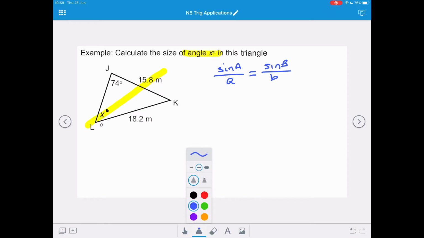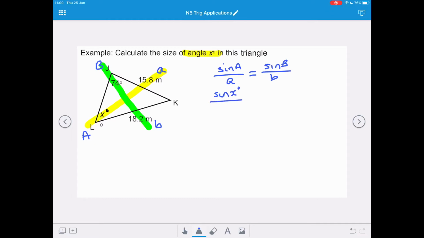So we're going to mark our angle X degrees as A, and we've got our side 15.8 meters as side A. And then we've got angle of 74 degrees opposite 18.2 meters, and so our side is going to be B and our angle 74 degrees is going to be angle B, and we're going to substitute that in. So the sine of X degrees over 15.8 is going to equal the sine of 74 degrees over 18.2. And we're going to isolate sine X to start off with.